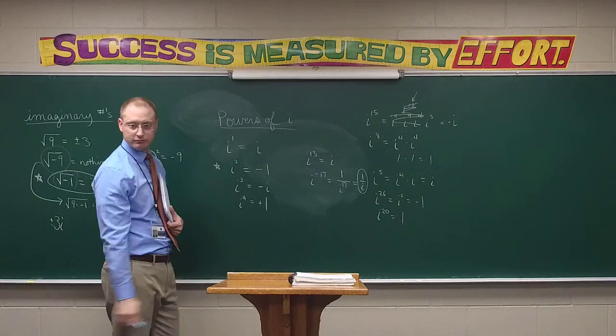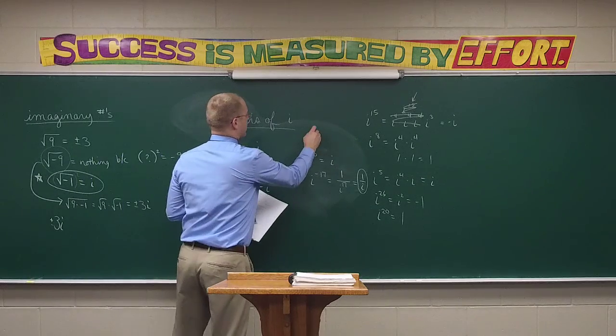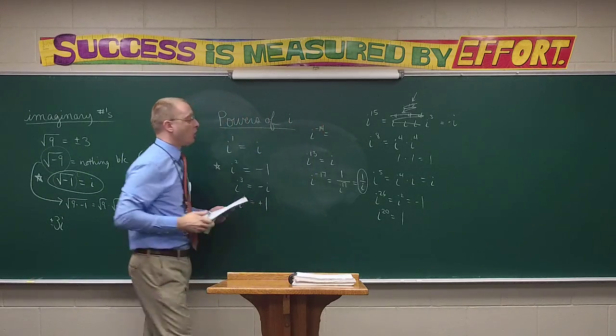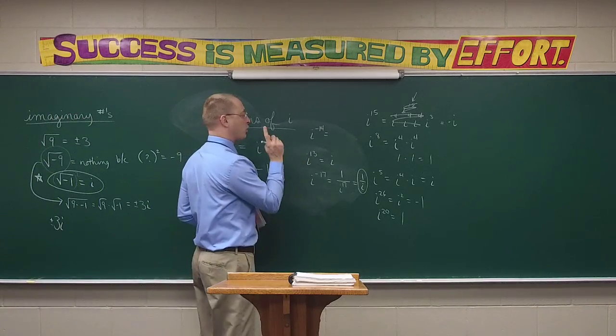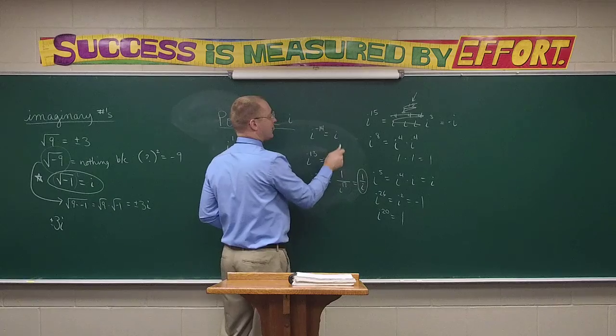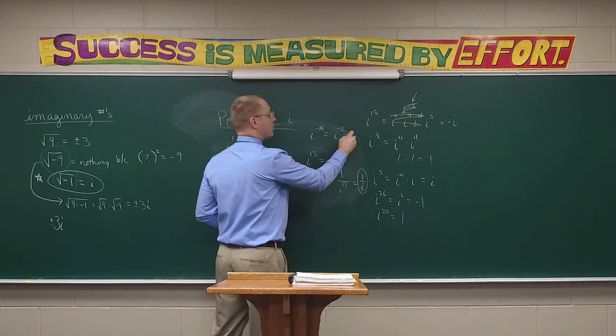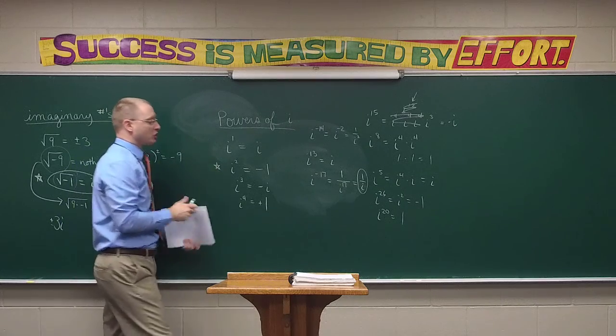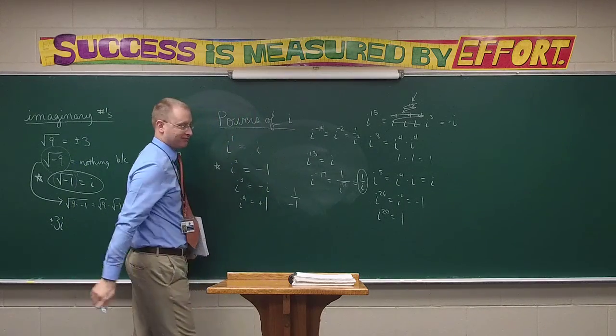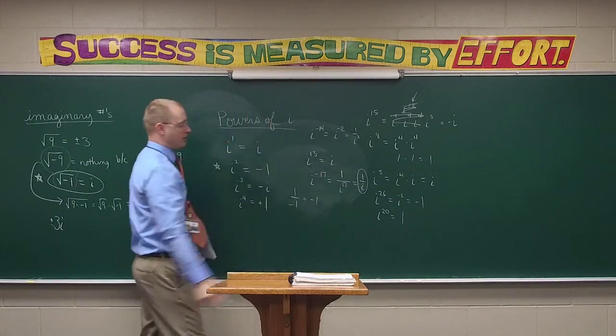We're done. So what if I had i to the negative 14th? What's the biggest multiple of 4 in 14? 12. And if I take out 12 of those, it leaves me with an i to the negative second, or 1 over i squared. But what is i squared? Negative 1. So what is 1 over negative 1? Negative 1. And there's my answer.